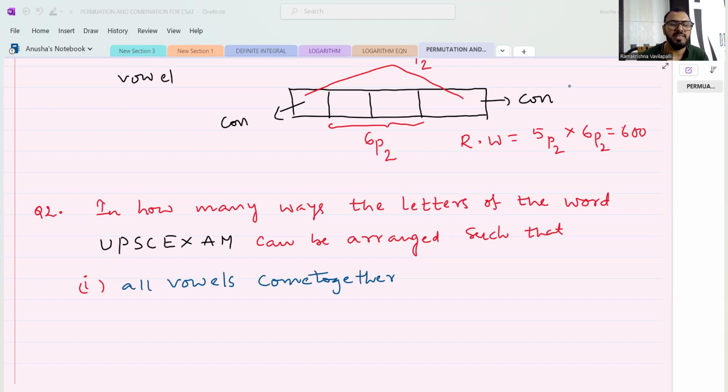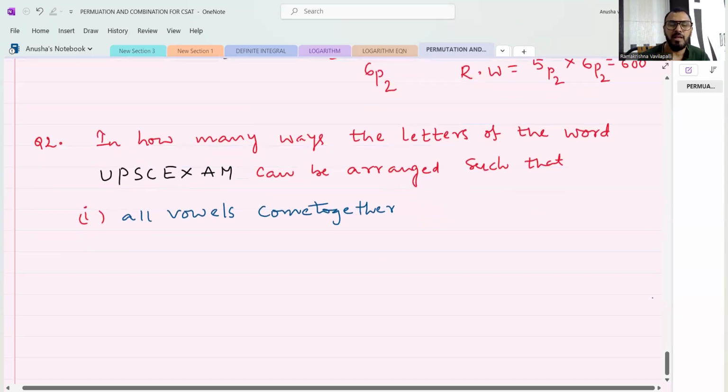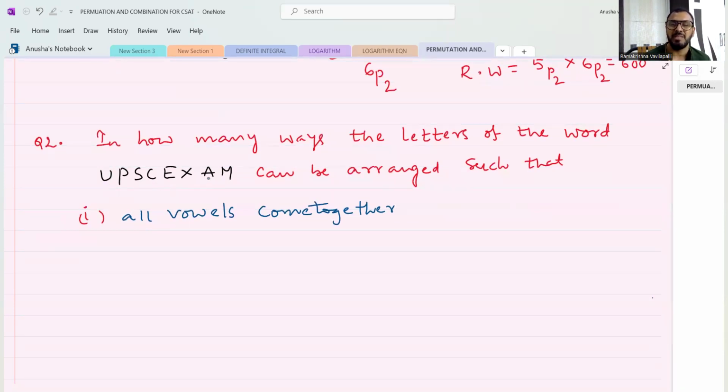Now the correct question is, in how many ways can the letters of the word UPSC EXAM be arranged such that all the vowels come together. Right. Now the method is very simple. There are many questions based on this concept. While arranging UPSC EXAM, we want all vowels to come together. They all come at one place.